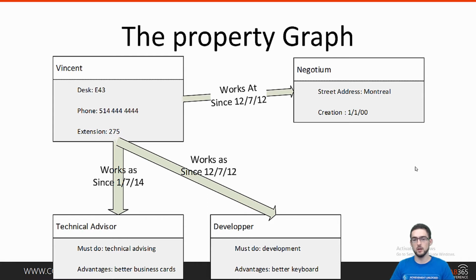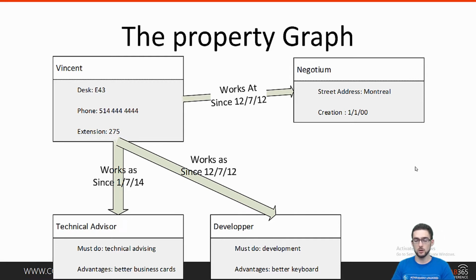So I, Vincent, have multiple properties. I work at desk E43. My phone number is this one. My extension is 275, and so on. So each object has properties. And then we have other objects, like the company I work at, which is actually Negotiation Technologies. We have other properties like street address, the date of creation of the company, and so on.